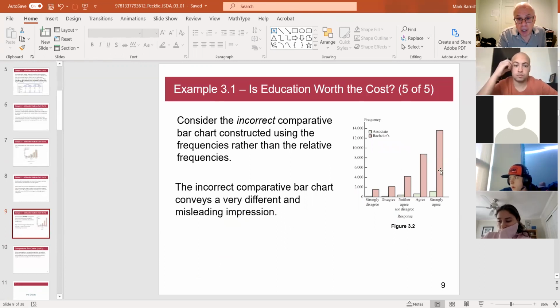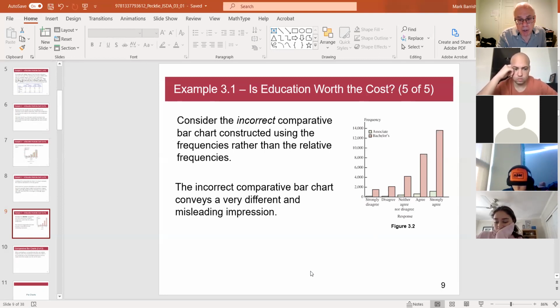Now this color here, the peach or tan color, is bachelor's degrees, and the lighter color here, the very light green, is the associates. Now, if you were comparing frequencies here, you could think, oh, bachelor's degrees just overwhelmed all the associate degrees in all these categories here. Well, this is an incorrect chart because there were so many more people in the bachelor's group than the associate's group. This is unfair to compare these two groups.